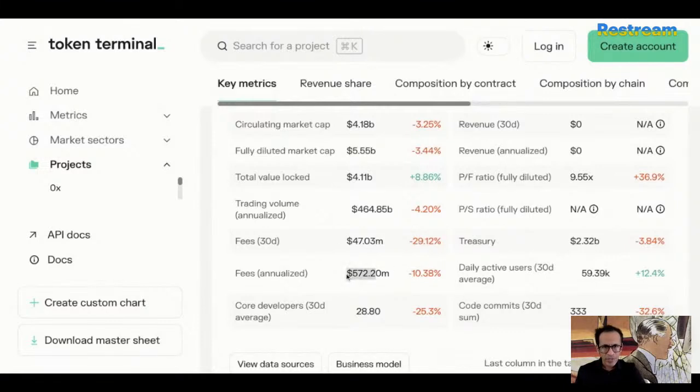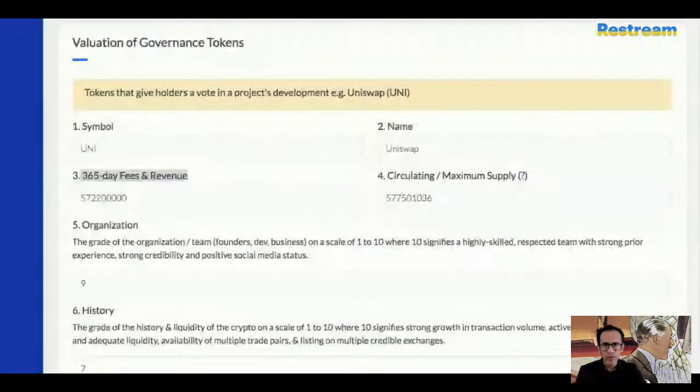So we look at this 365-day fee. Based on the last 30 days, it's giving us an estimate of the amount of fee that this platform actually earns over a 1 year period. So that's kind of the revenue that it is generating for different parts of the ecosystem. We can see that the amount here is $572.2 million. That is some information that we are now going to go back and add here.